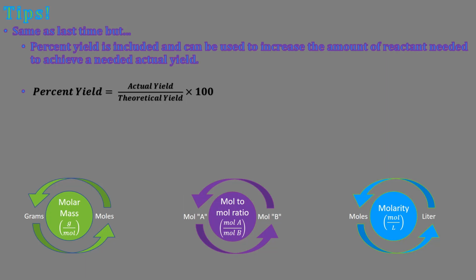Alright, so molar mass is used to go between grams and moles of a substance. Mole-to-mole ratio is used to go from one substance to another substance. And molarity is used to go between moles and liters of one substance. So the only one that's used to go between two different things is a mole-to-mole ratio. To change from one substance to another, this has to be used. For the same substance, it's grams of one thing to moles of the same thing.